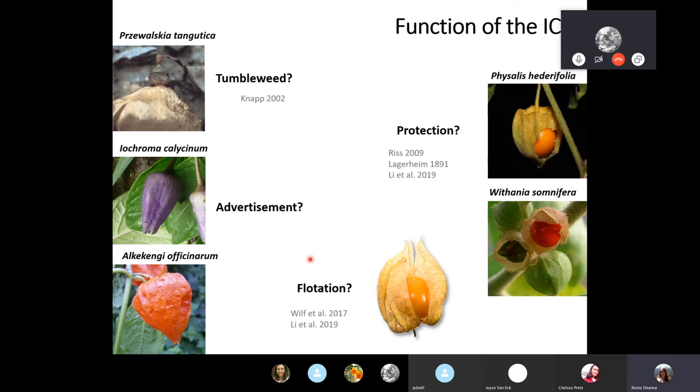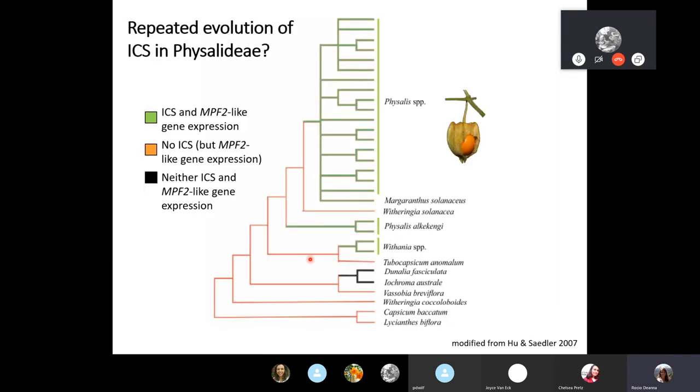So in the end, the function is not entirely clear, but maybe it has all these functions, and all the researchers agree that this trait is advantageous. So our work was mostly restricted to the Physaloideae tribe.